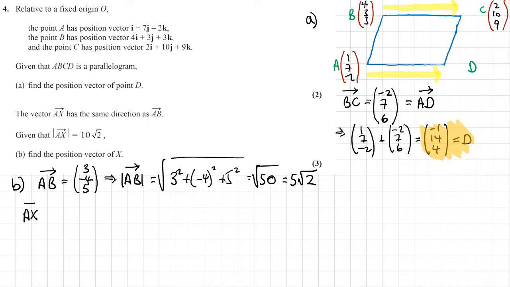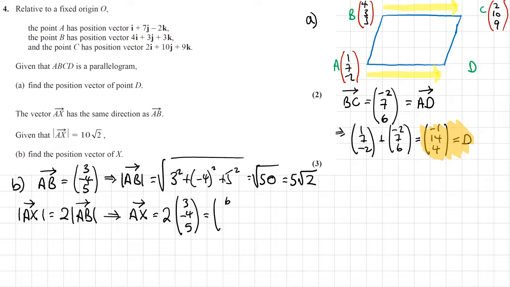The length of AX is equal to 2 times the length of AB. What does that mean? That means that the vector AX is double the vector for AB. So let's carry on, and we'll write down here that AX is equal to 2 times AB. So that is 2 times (3, minus 4, 5). So the vector AX is (6, minus 8, 10).